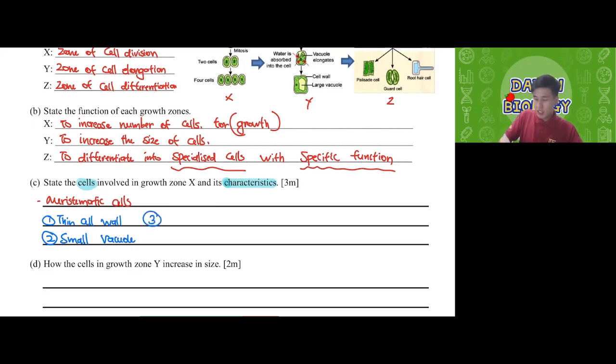And one more you can say is a large nucleus, even though you don't really see it here. But they actually have a large nucleus because the nucleus mainly helps in cell division. So since they are actively dividing cells, the nucleus is slightly bigger. This is more active.